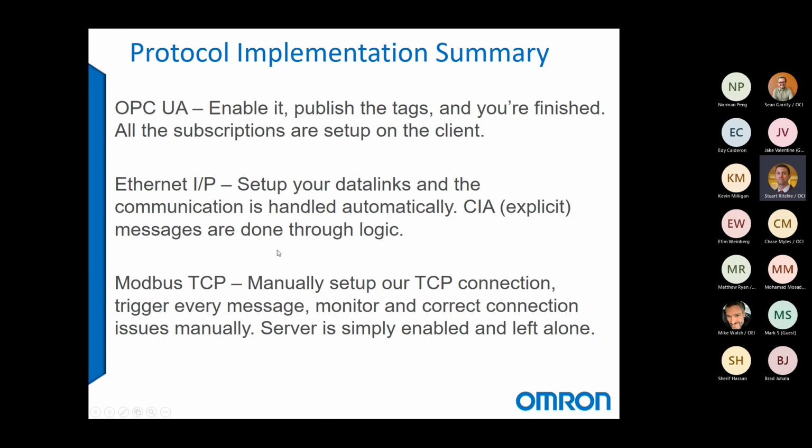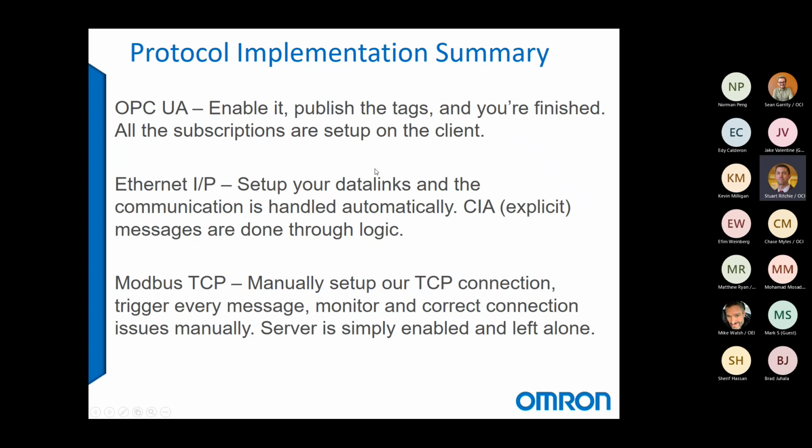Okay, so we've got about 15 minutes left here. Just kind of a quick summary on what we talked about today. So OPC UA, if your PLC supports it, you simply enable it. You publish the tags that you want by specifying the network attribute on it, and then you're finished. The rest is done on the SCADA side of things.